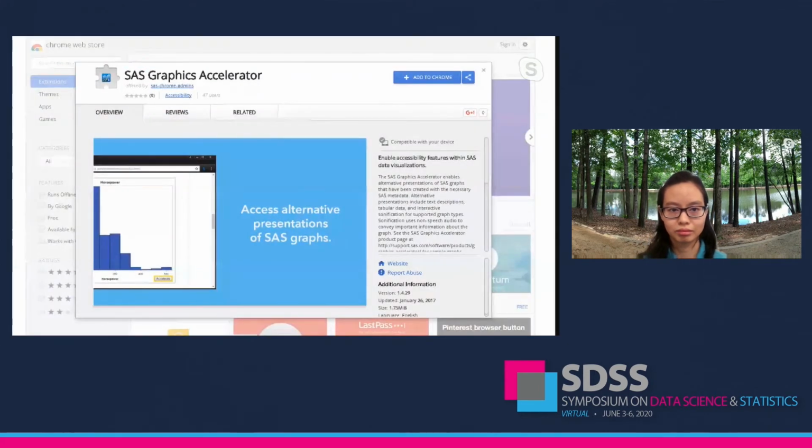The SAS Graphics Accelerator is available now in the Chrome Web Store and the Mozilla Firefox store.